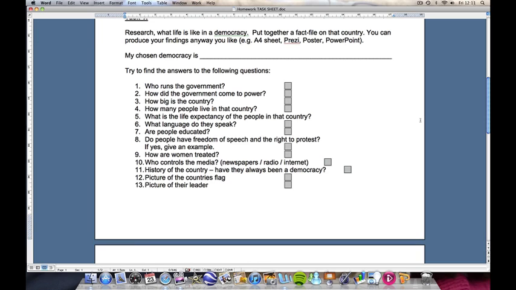Number 11 is looking at the history of that country. Have they always been a democracy? Have they always been a dictatorship? Have they moved on their scale of democracy and dictatorship, rather like we studied in the first lesson when we put the flags on the particular washing line? Number 12, find a picture of the country's flag, and 13, find a picture of their leader.